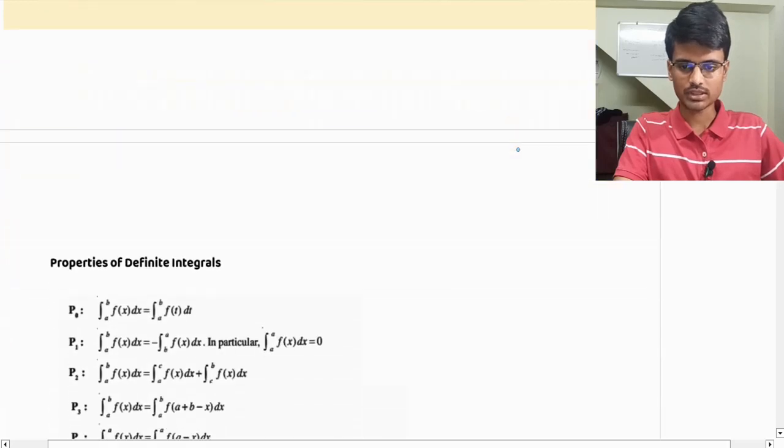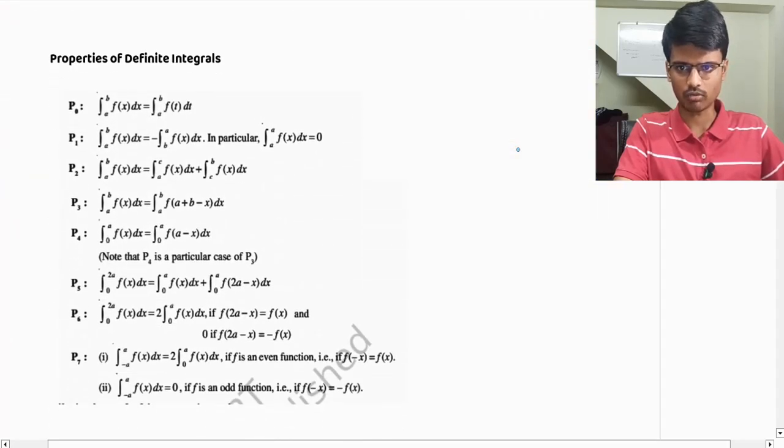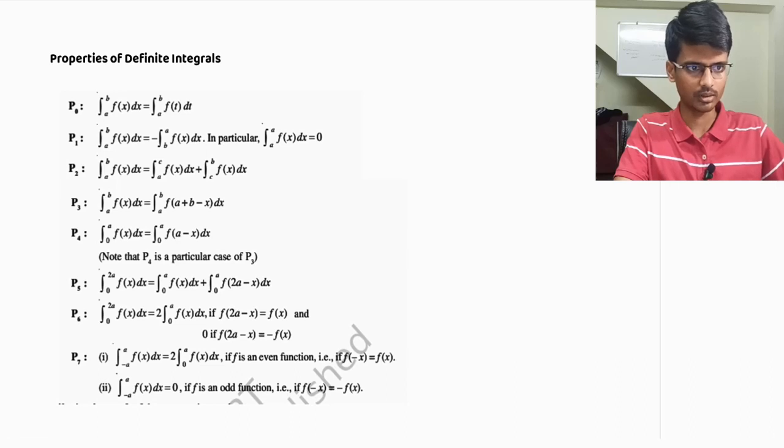So first, moving on. These are some standard properties that you have already learned in your PUC board. The first property is that the variable can be changed: integral a to b f of x dx is equal to integral a to b f of t dt. The variable x has been replaced with t. And when the limits are from a to b f of x dx, if I change the limits, it becomes b to a with a minus sign. And a to b f of x dx can be broken down into a to c f of x dx plus c to b, where c is in between a and b.